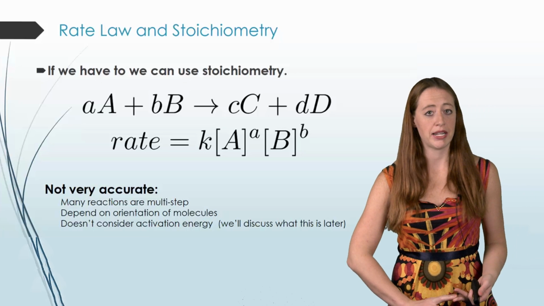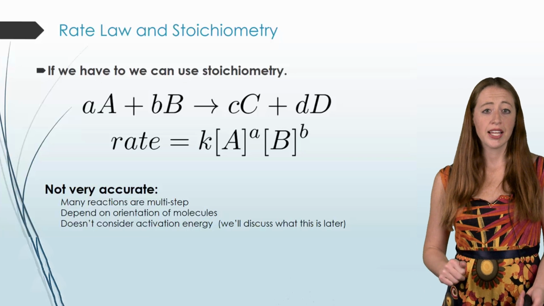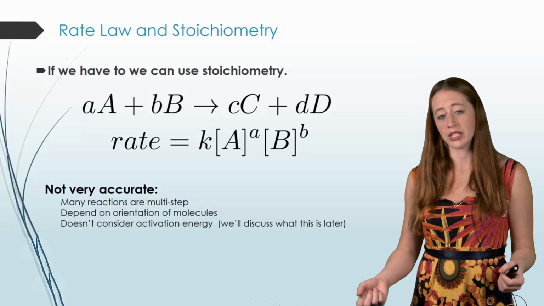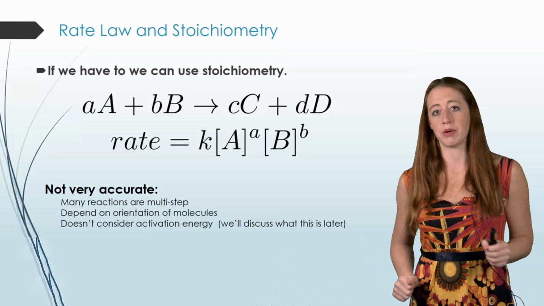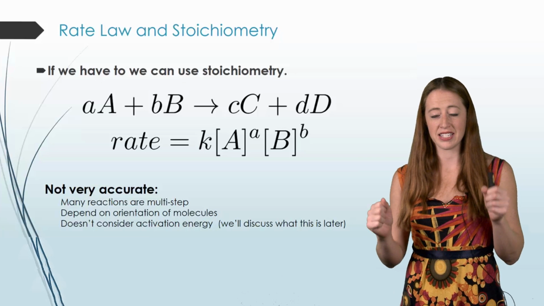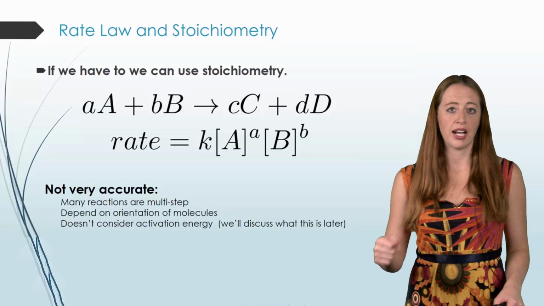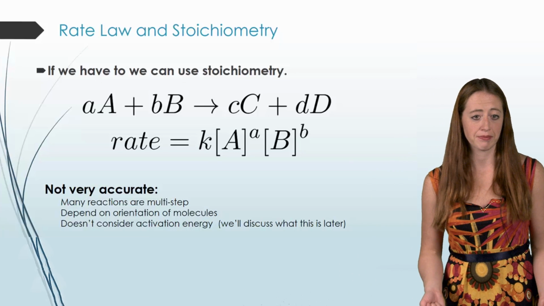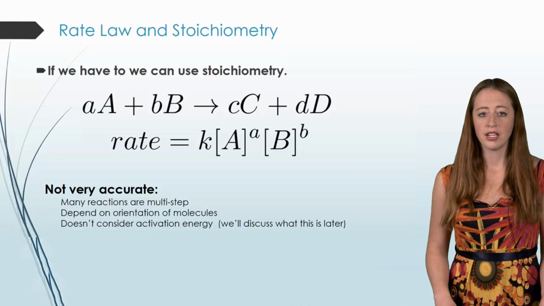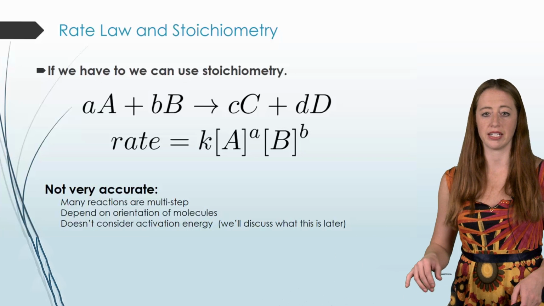So for one, many, many reactions are multi-step. We'll take care of this in the next video. Two, a lot of times they depend on orientation. So maybe they're complicated molecules, and if they interact like this, they won't react. But if they interact like this, they will. Or maybe it's really finicky and it has to interact in just one little tiny particular way. All of that is going to play a role on how fast the reaction happens and how much of each concentration you have to have. This also doesn't consider activation energy, which is a slightly different idea that we'll be covering much later.